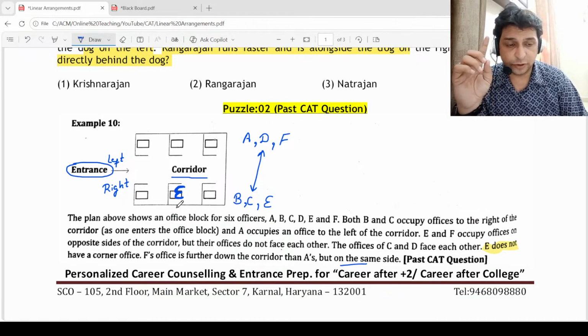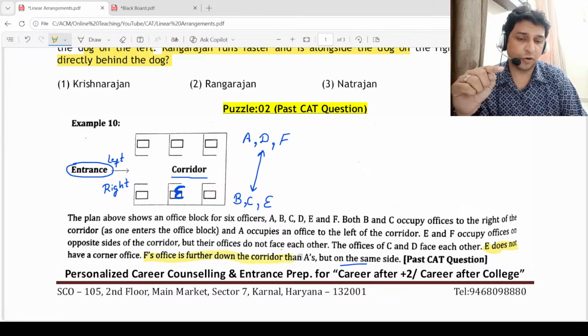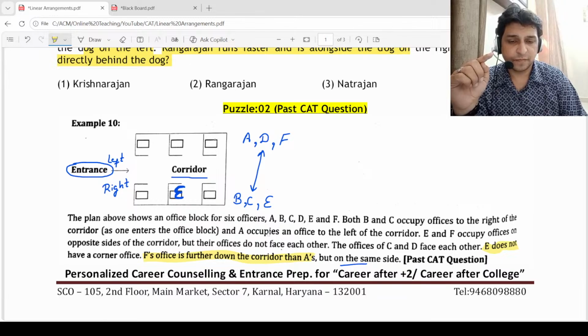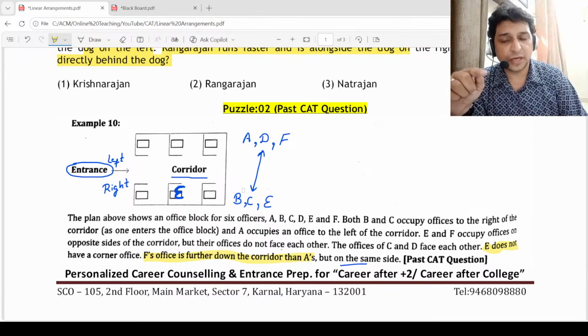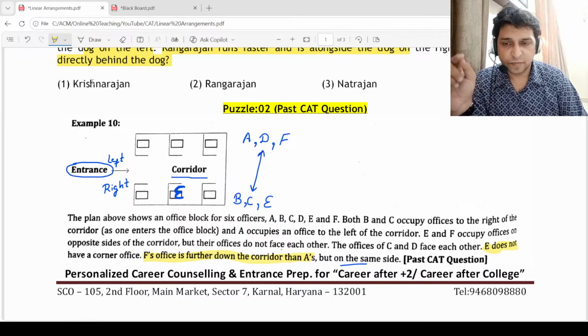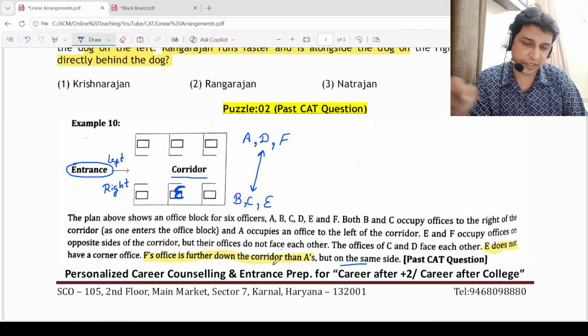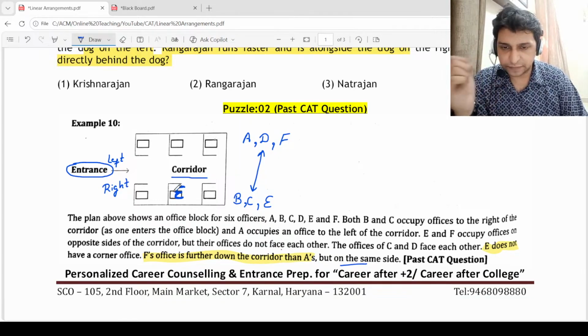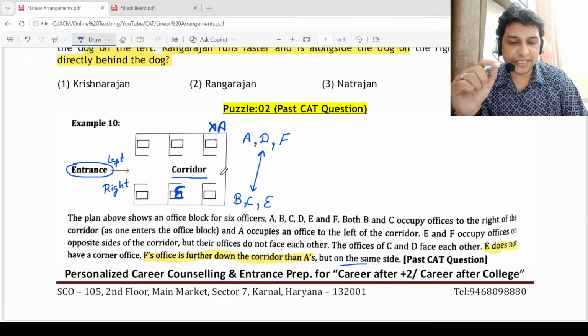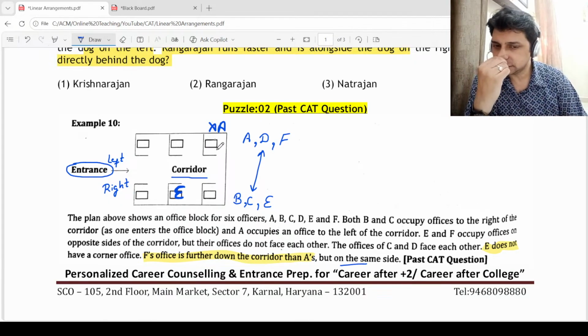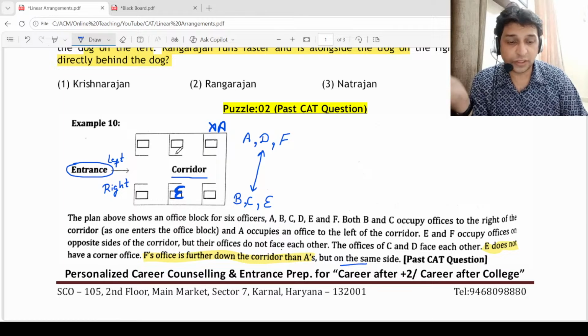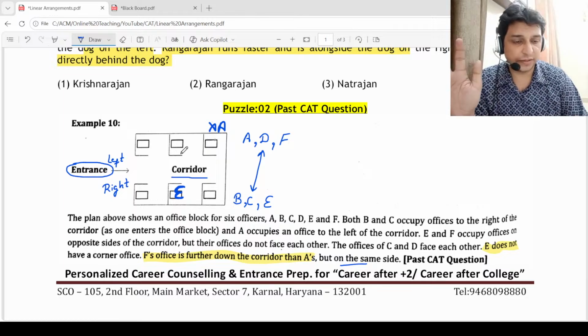And one more piece of information they have given to us. That information was that F's office is further down the corridor than A's. And C and D are going to be on opposite sides. So we have to go further down than A. That means A cannot be here. Now C and D have to be opposite. And F's office is going to be after this. Now what makes sense? Very simple one.